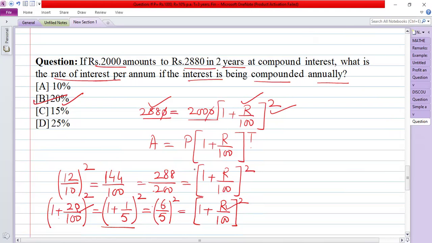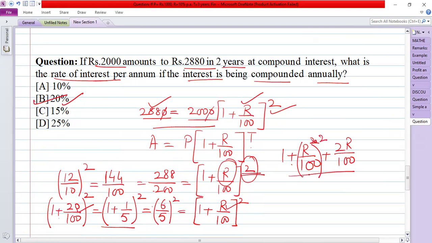Actually, one thing here: in order to find R from the given equation, there is no need to simplify this square. Please do not go this way, that 1 plus R square by 100 plus 2R by 100, sorry, R by 100 whole square. Please do not go by this way. There is no need.